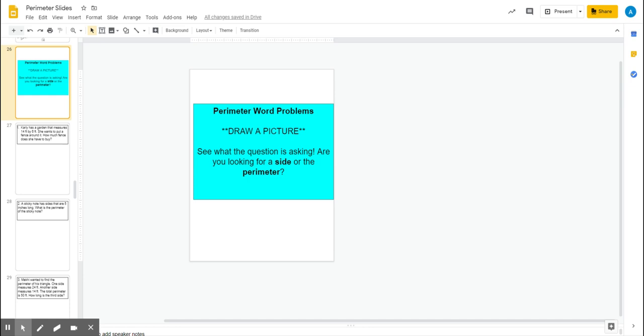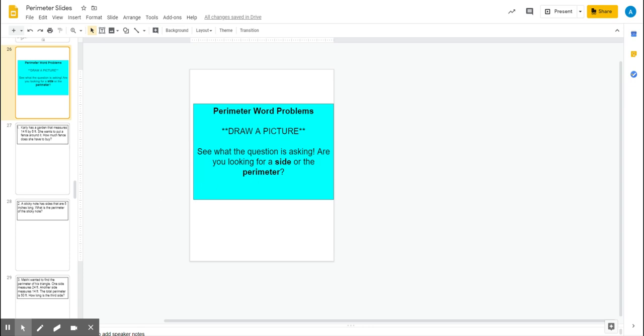So the first day we talked about just regular perimeter, the sides. Tuesday we talked about those missing side lengths, and today we're putting all of this into word problems. My biggest thing is draw a picture. So you draw a slide, whether you draw it first on paper and then put it on the slides, whatever works, but you need to be drawing a picture to fill in the information.